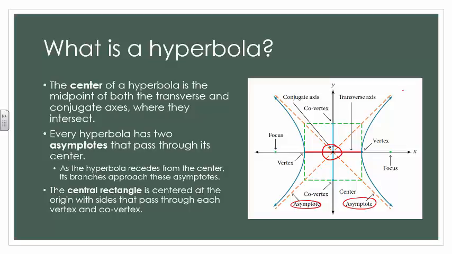The last piece of a hyperbola is the central rectangle. It's centered at the origin in our picture with sides that pass through each vertex and covertex. Now, if your hyperbola is not centered at the origin, that central rectangle will be centered at the center of your hyperbola. We see that in green in the picture on the right. We notice it is indeed passing through both vertices and both covertices.